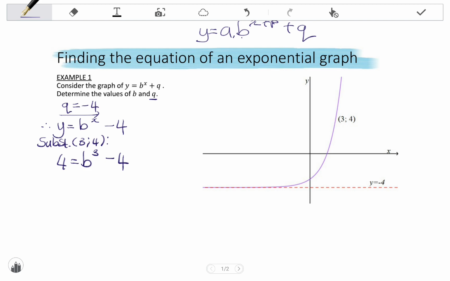Now, this is an exponential equation where the base is the unknown. Okay, so we're isolating the power there. So I'm going to add 4. So 4 plus 4 is 8 equals b cubed. Now, there are two ways in which you could solve this. You could prime factorize the 8, and it would give you 2 cubed equals b cubed. The exponents are equal, so you could equate the bases. Okay, or you could just cube root on both sides.